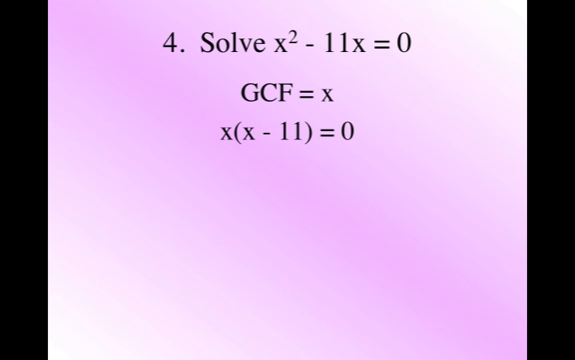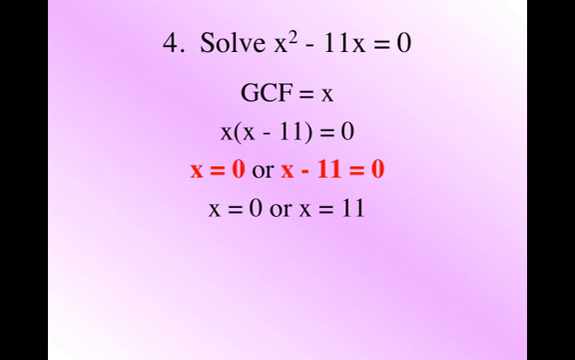So now to find my excluded values, I still have two equations that I'm going to write. My equations would be x equals 0, or whatever was in parentheses, x minus 11 equals 0. Well, the one on the left is already solved, and the one on the right, x minus 11 equals 0, I can solve pretty simply. So my two solutions are 0 or 11.